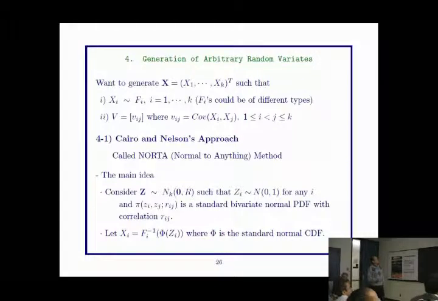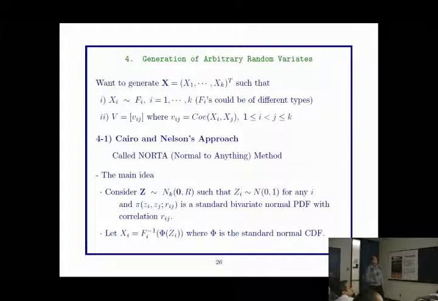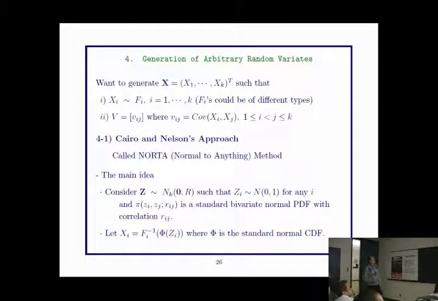Now, this one is for arbitrary random vectors. That means X is composed of these k variables, and they may have different distributions, like normal distribution and beta distribution, arbitrary. These are specified. Also, the covariance matrix is specified. So you are given this. Then how can you generate this?